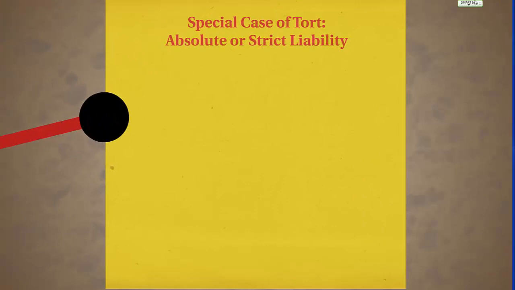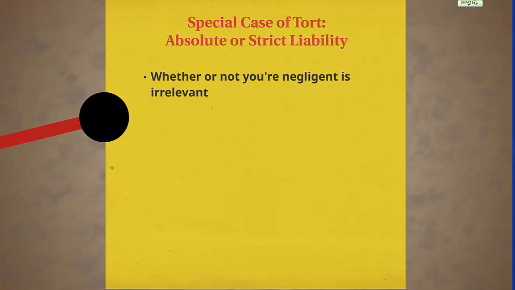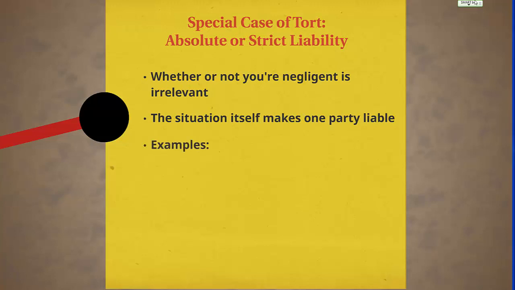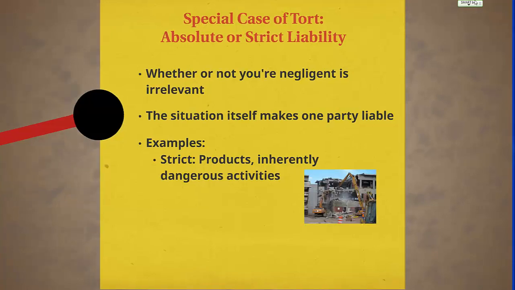Last, a special case of tort, which is absolute or strict liability. With absolute or strict liability, it doesn't matter whether or not you were negligent. Negligence is irrelevant or not a factor. The situation itself makes one party liable to another. Examples are products and inherently dangerous activities are considered strict liability.